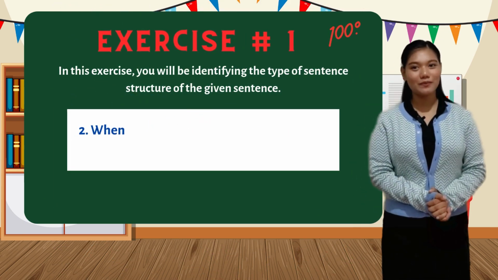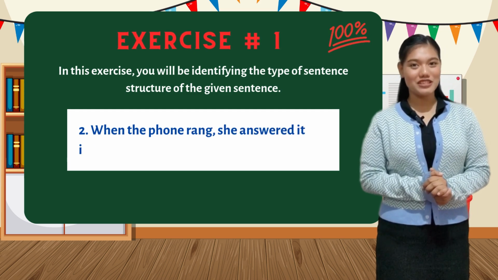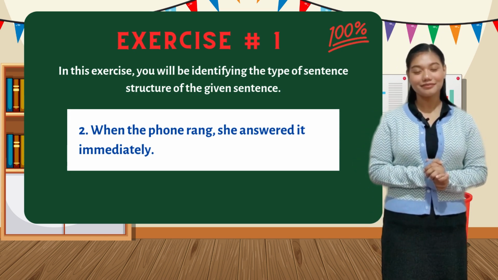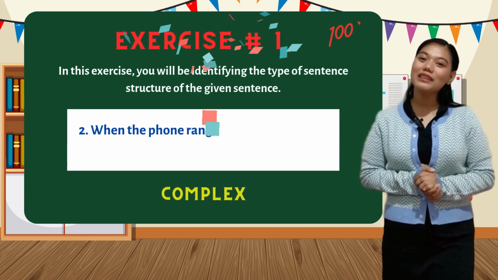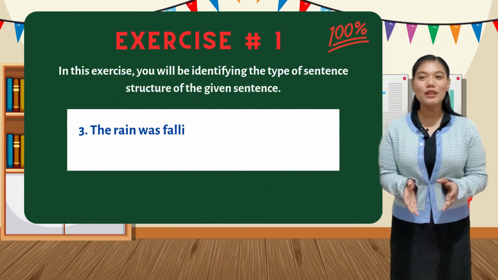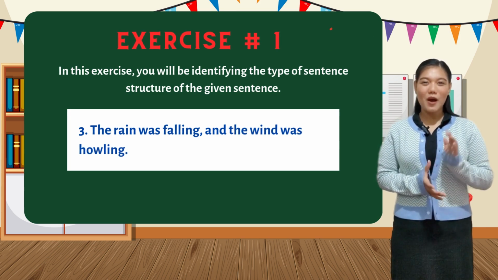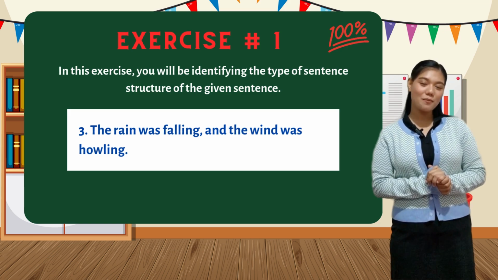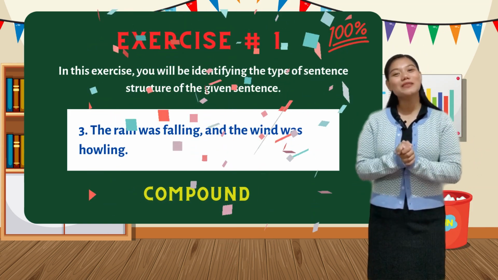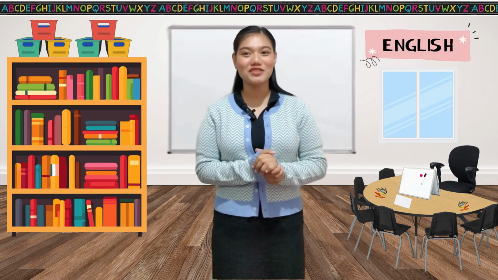Now, number two. When the phone rang, she answered it immediately. What do you think this sentence is? Yes, a complex sentence. Now, for the third one. The rain was falling and the wind was howling. What answer fills your mind? Yes, a compound sentence. Thank you for participating and you are truly learning.